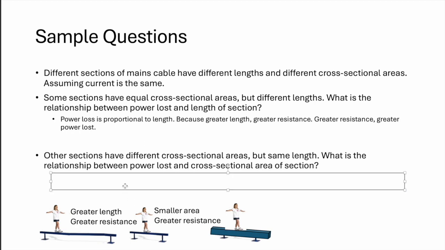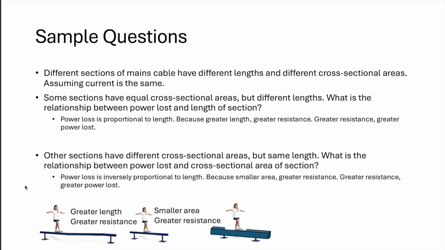Equal length, different cross-sectional area. State the relationship for power loss. Okay, so of course, with a smaller area you have higher resistance. So the smaller the area, the more power is going to be lost trying to overcome pushing current through a small area.